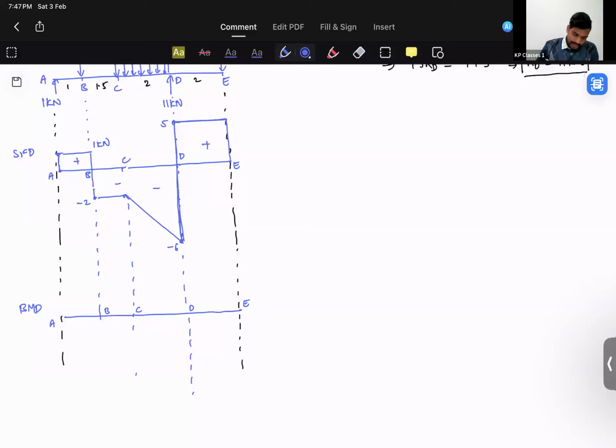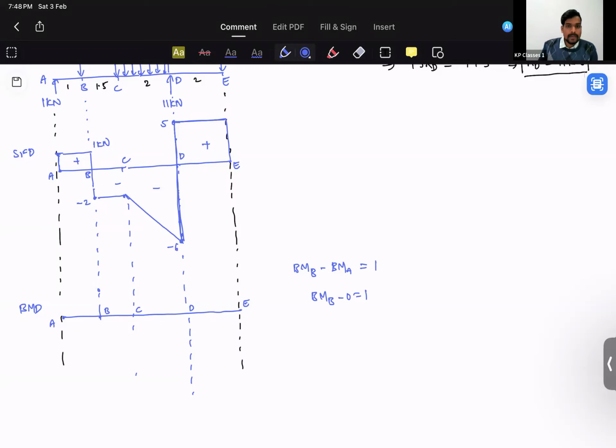Now at point A, there is no point moment acting over here. And then between point A, bending moment at point B minus bending moment at point A will be the area under the shear force diagram, which is 1 meter span and 1 kilonewton. So that's going to be 1 basically. So this is equal to 1. And bending moment at point B minus 0 is 1. Bending moment at point B will be basically 1 kilonewton meter.